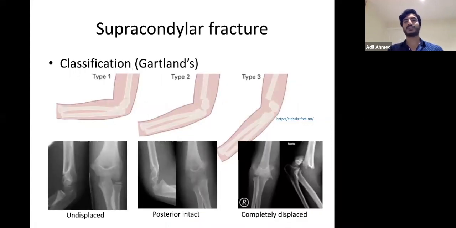So Gartland's classification describes supracondylar fractures. It's probably a bit above what you need to know for finals or as a junior doctor, but nonetheless, it's a good, simple way to describe. Gartland 1 is undisplaced, Gartland 2 normally has a posterior cortex intact, and Gartland 3 is completely displaced. And there's a query about whether there's a Gartland 4 or not. Type 4 talks about it being rotationally unstable, but I think by the time you're at type 3, it looks fairly obvious that this needs something more than just a simple plaster.